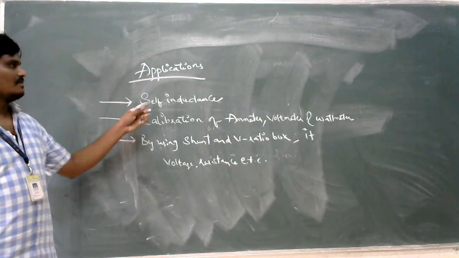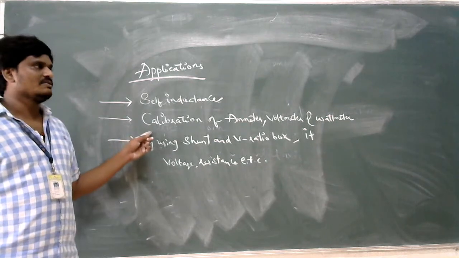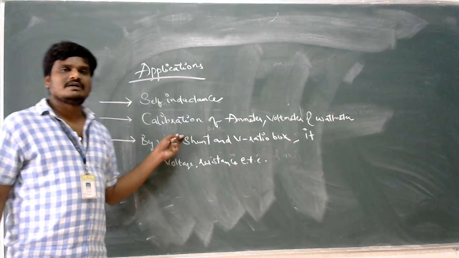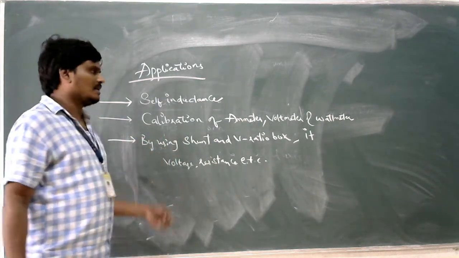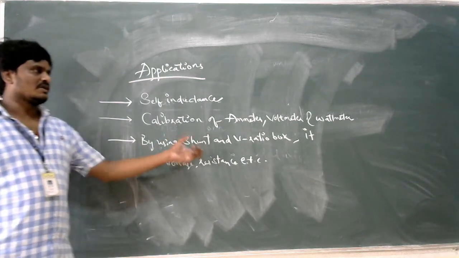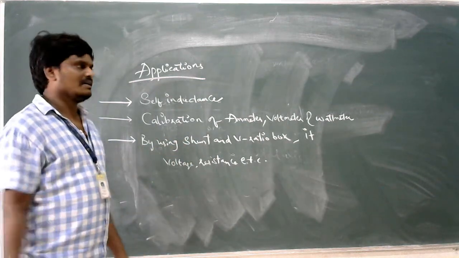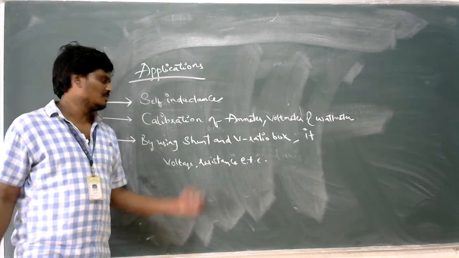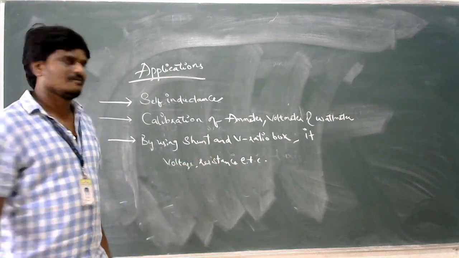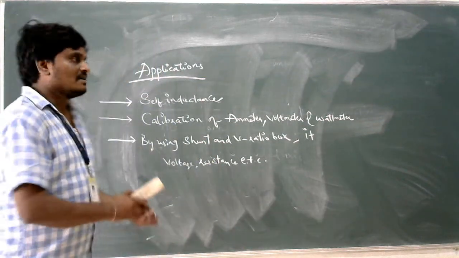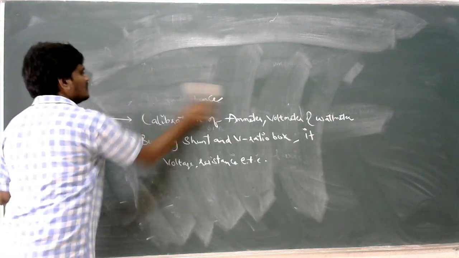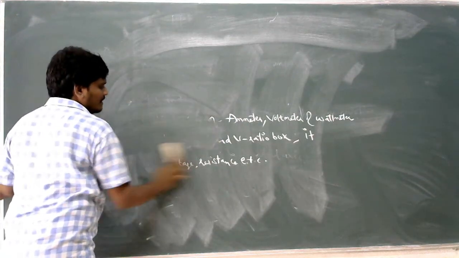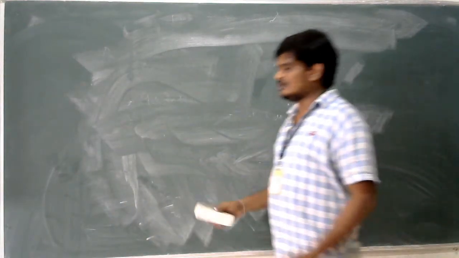First one is used to measure self-inductance. Second one is used for the calibration of ammeter, voltmeter and wattmeter. Coming to the third one, by using a combination of a voltage ratio box along with the AC potentiometer, it is mainly used to measure voltage and resistance. This is regarding the AC potentiometer, types of AC potentiometer and applications of AC potentiometer.